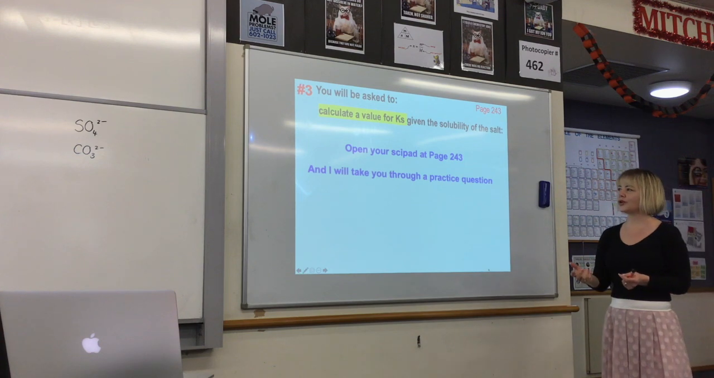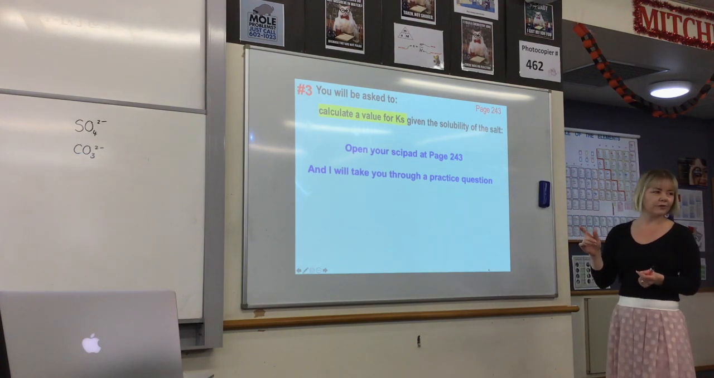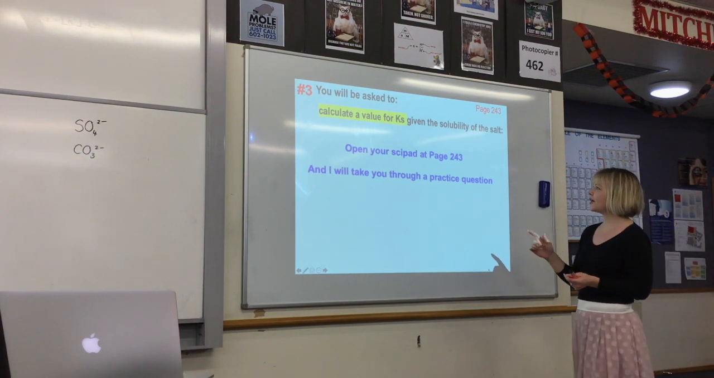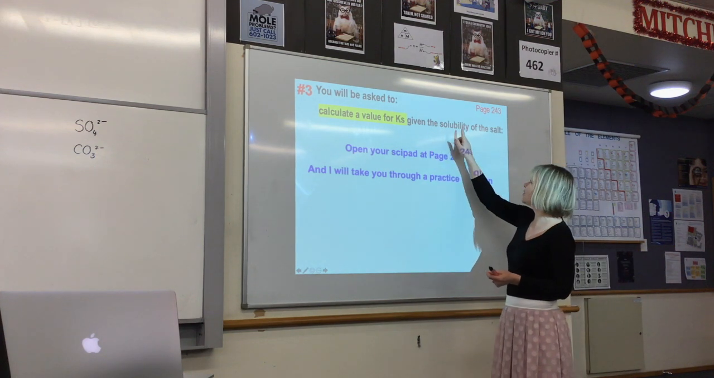Okay, so this is going to be potentially the third thing that you're going to get in an exam question. They will ask you to calculate a value for KS, and what they're going to do is give you the solubility.